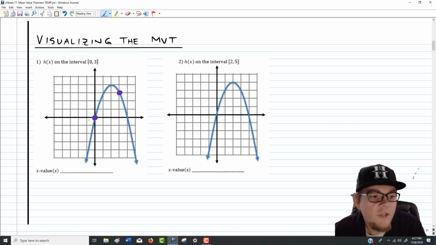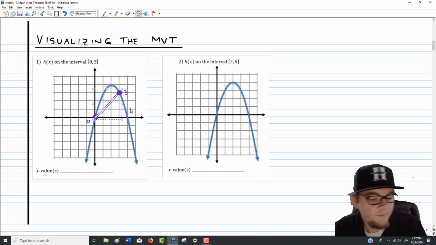So through those endpoints, 0 and 3, of course we can draw a secant line. And it looks to me like that secant line has slope 1, by the way. Not that it matters, but it's what it looks like to me. So there is our secant line.